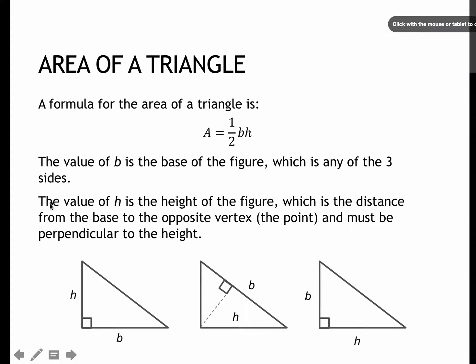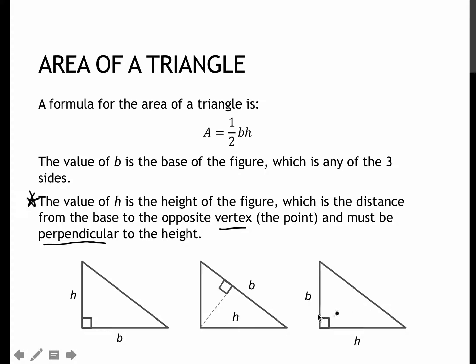But here's a really important thing. The value of h, which of course is the height of the figure, is the distance from that base, whichever base we pick, to the opposite vertex, which just means the opposite point, the point on the opposite corner, and it must be perpendicular to the base. So a couple of things here.